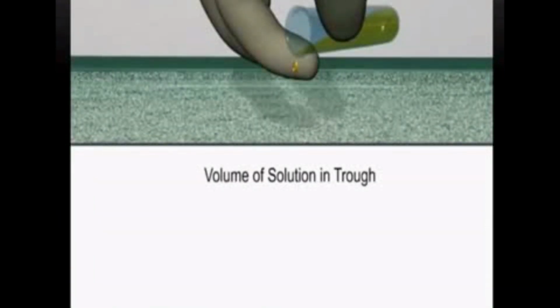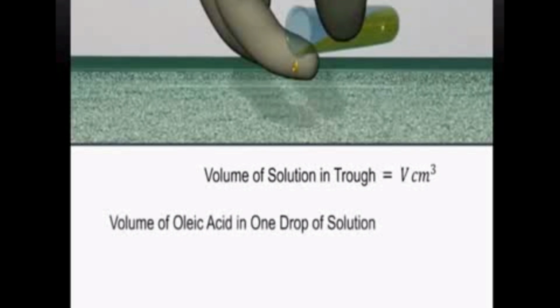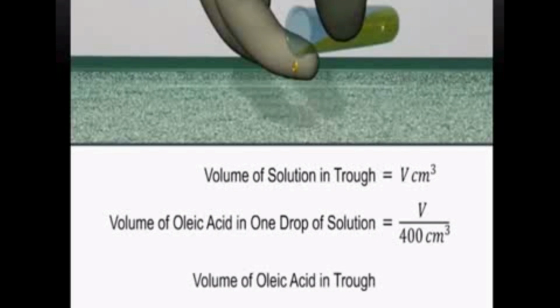Now the volume of the solution. When you pour the 1 cubic centimeter of the oleic acid, that is equal to V centimeter cube. V is the volume, and the unit is centimeter cube. So the volume of oleic acid in 1 drop of solution, we already calculated as 1 by 400. So we multiply this volume: V divided by 400 centimeter cube. That is the total volume of the thin layer, V by 400 centimeter cube.